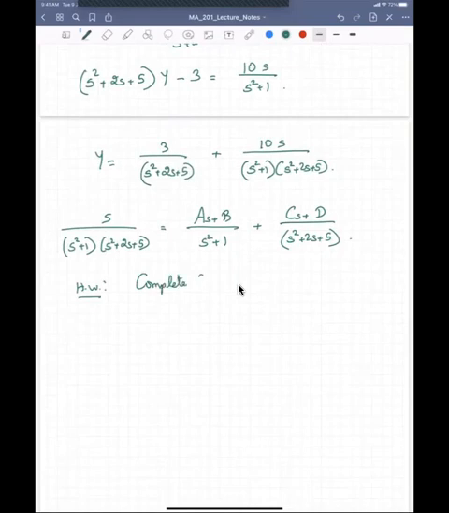Complete this problem. Okay. So these are important problems to do because not always would you have simple functions. Sometimes you have to work hard to get it into a simple form. Okay. So any questions or any comments about this?